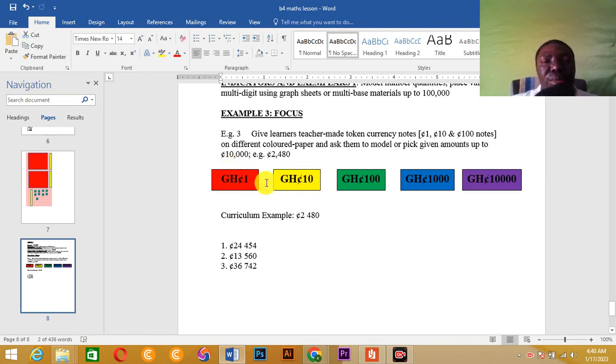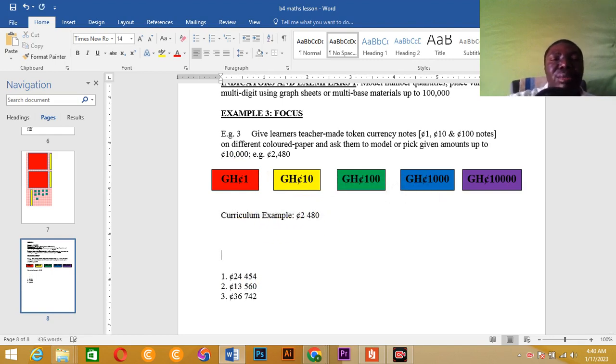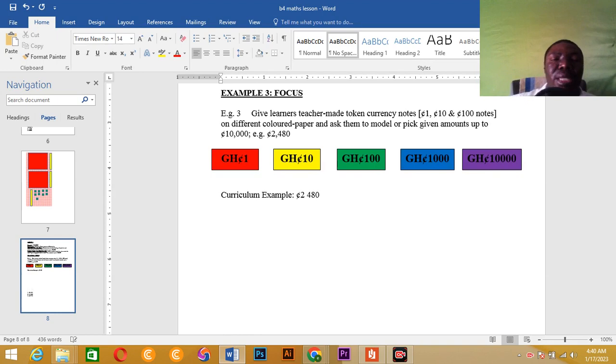So here we are going to model this. Look at the curriculum example. We are looking at the syllabus of the curriculum example. Then we come to our own examples. So let's model this one first.